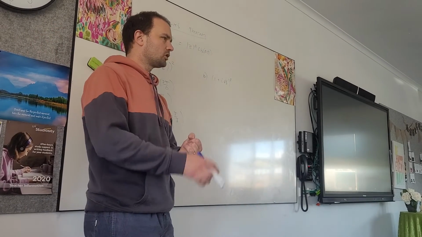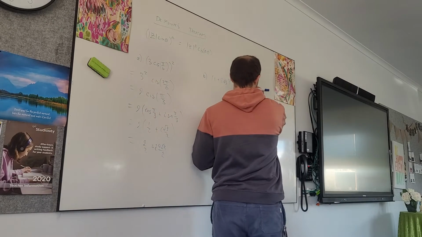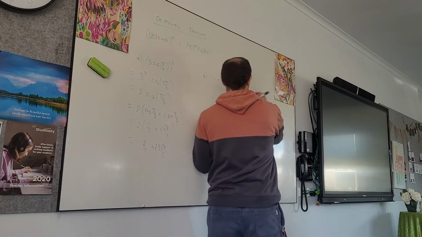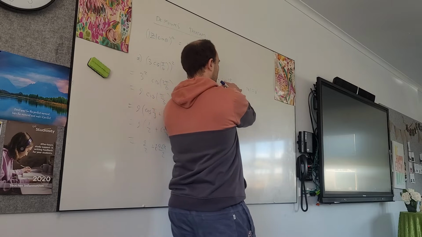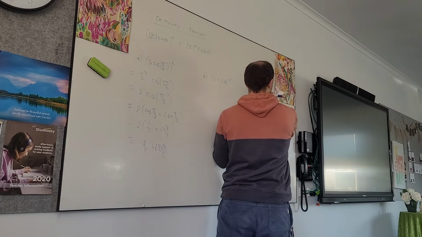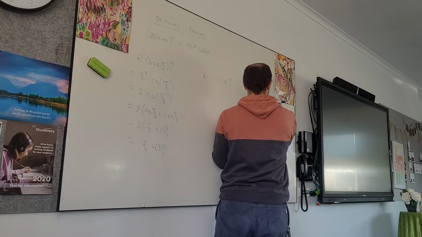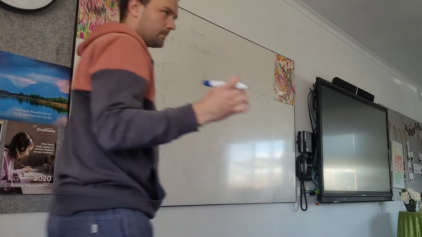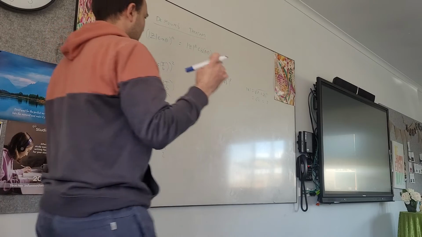So if we have 1 plus i root 3, if we want to convert it to polar form, we need the modulus. The modulus is going to be the square root of the real component squared plus the imaginary component squared. So that gives us root 4, which is 2. So the modulus is 2.